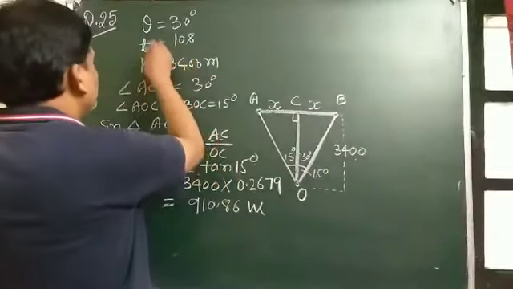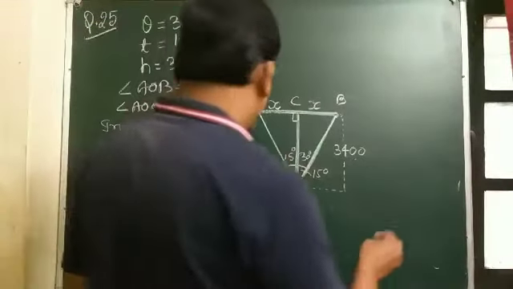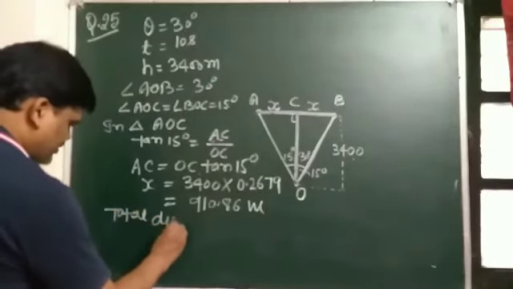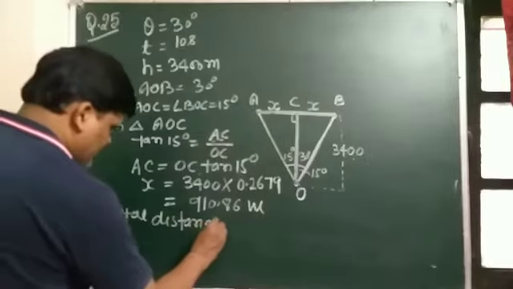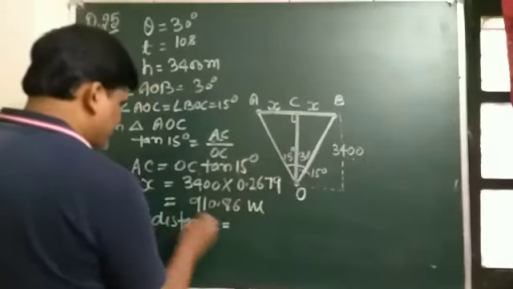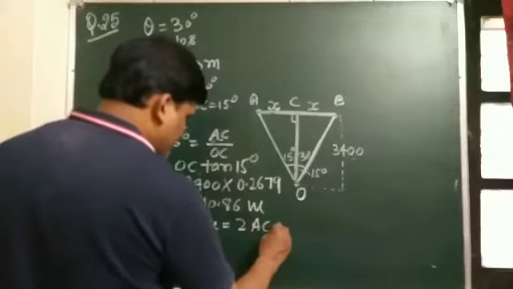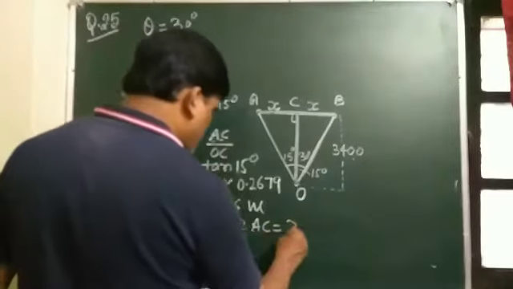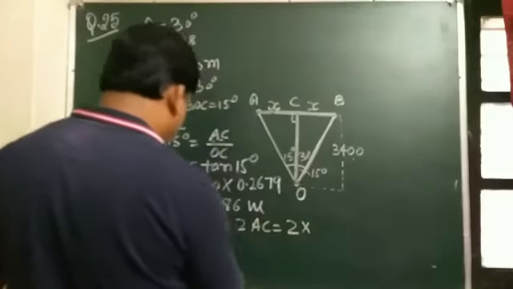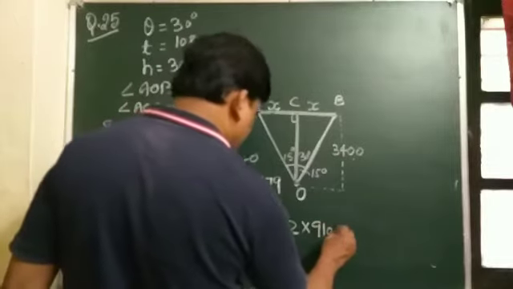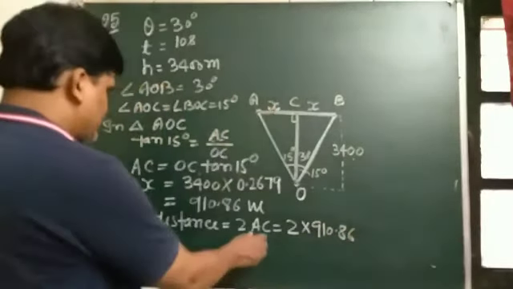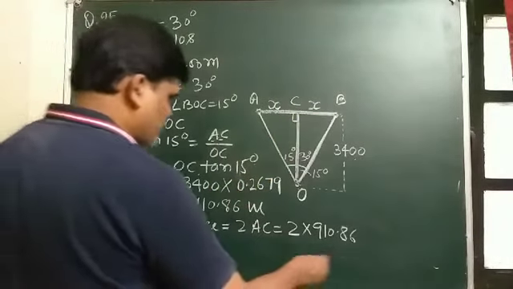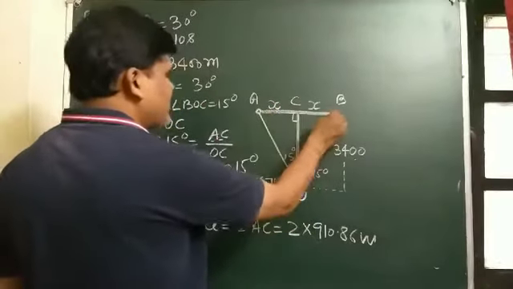And we need the time taken by the aircraft from A to B. So we use the total distance traveled by the aircraft in 10 seconds. Total distance is 2 AC, and AC is x. So 2 into AC, which is 2 times 910.86, as I have already calculated AC. So this is the total distance traveled by the aircraft from A to B in 10 seconds.